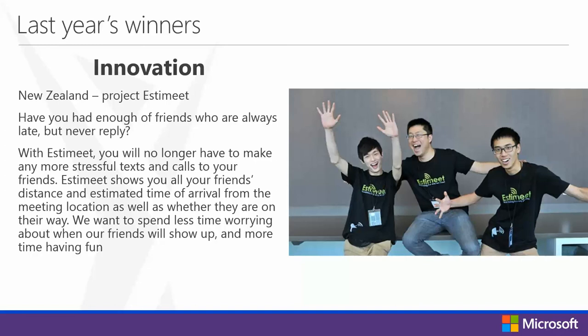It's also about having a good business plan, good marketing, a nice user interface. Team Estimate here won the innovation category and $50,000 at the World Imagine Cup finals because of their app that says when you're sitting at a restaurant, you can launch the app and see, hey, my friend is still 15 minutes away or 10 minutes away.